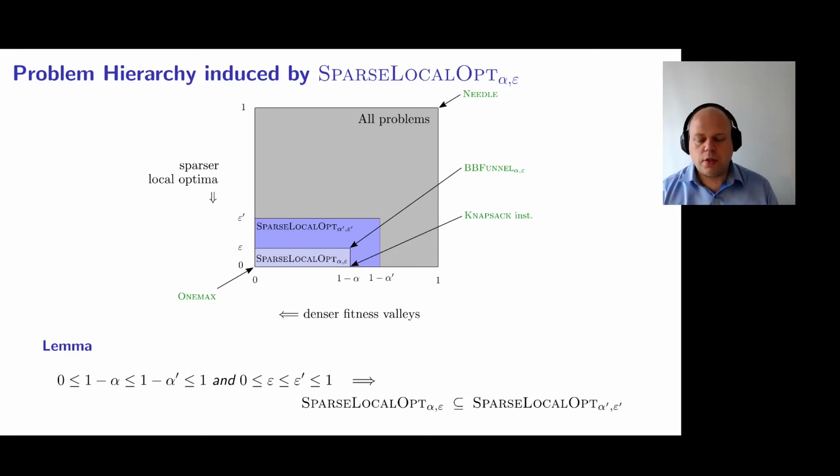So we can now classify problems and problem classes within this square. For OneMax, we have really no local optima, so we can put it down here in the simplest corner. Needle in the haystack is kind of deceptive in some sense, so the only way we can put it is here at the upper right corner. And for other problems, if you look at some instances, for example knapsack, you can find that there are some intermediary ones here. Later we're going to look at a particular problem called BB funnel that has 2 parameters alpha and epsilon that coincide with this sparse local opt alpha epsilon here.